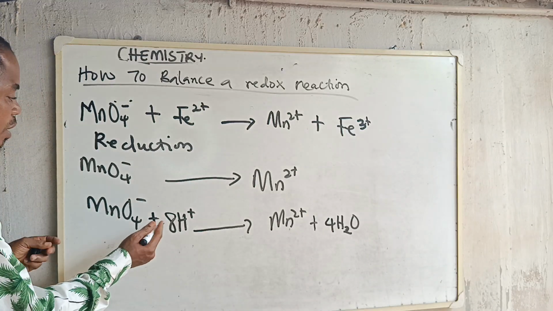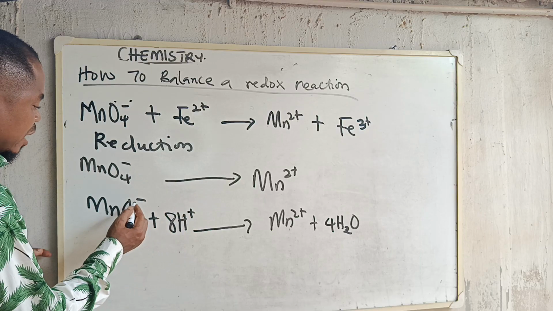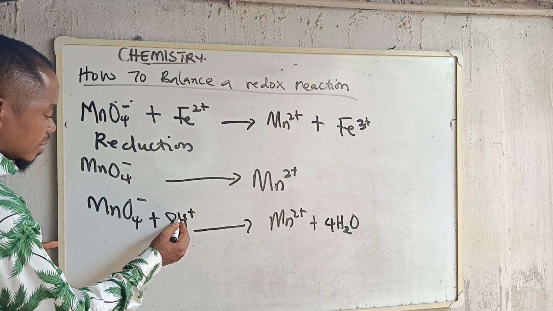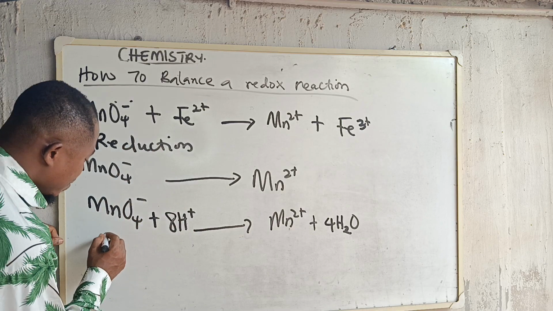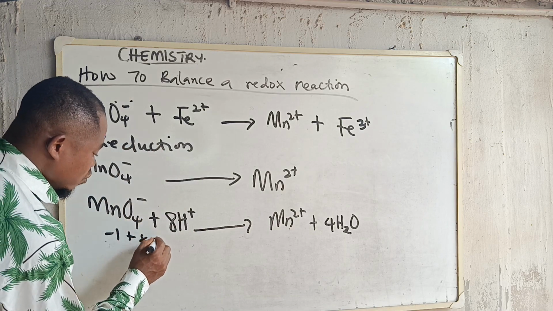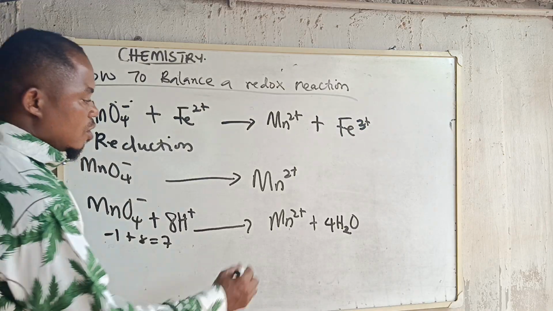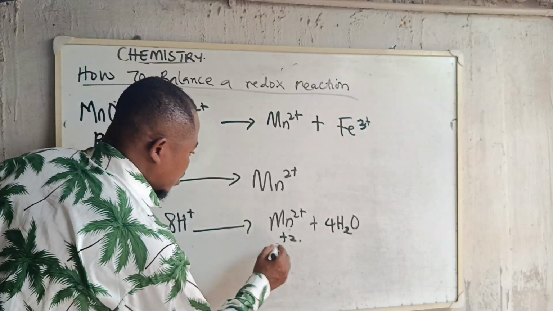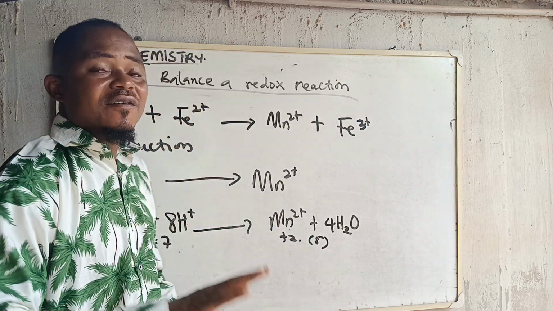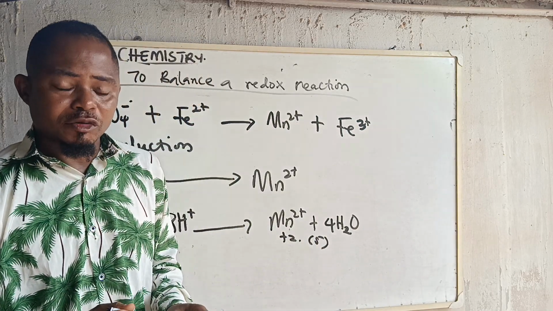Now, we'll calculate the charge on both sides. On this side, we have -1. There are 8 hydrogen ions here, 1 times 8 is 8. So -1 plus 8 will be equal to what? 7. On this side, we have +2. So the difference in charge on both sides is what? 5. So that means 5 electrons are involved in this reduction process.